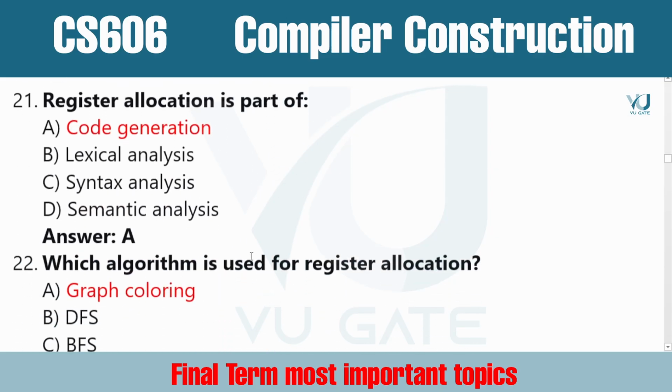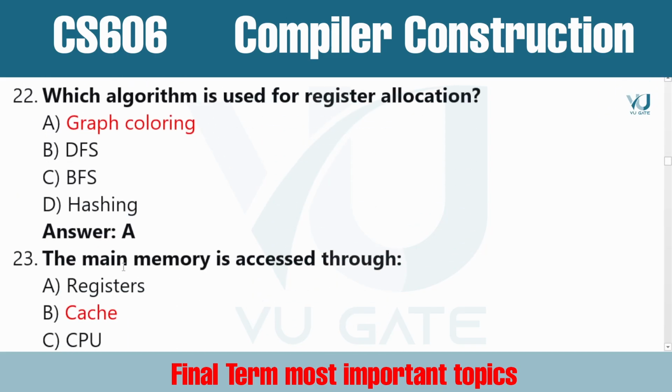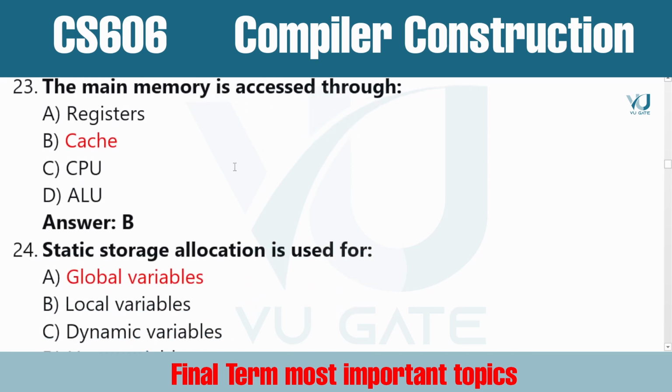Register allocation is part of. The correct answer is option A, code generation. Which algorithm is used for register allocation? The correct answer is option A, graph coloring. The main memory is accessed through. The correct answer is option B, cache.